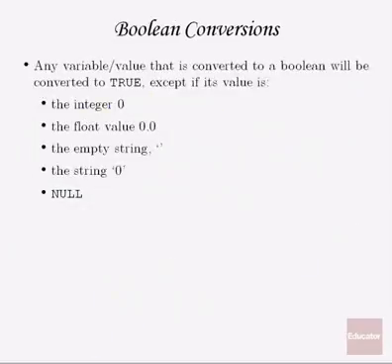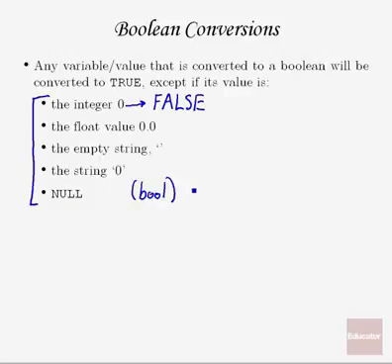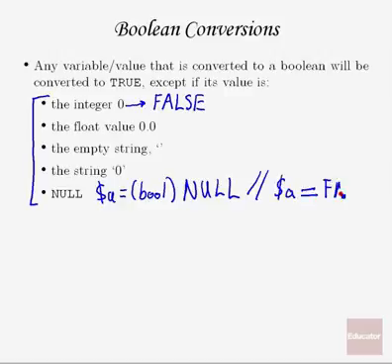So I just want to finish up with talking about some Boolean conversions. There are different rules that apply when you convert certain values to a Boolean. Basically, any value that you cast to the Boolean data type is going to be true except for these cases right here. If you cast the integer 0 to a Boolean, it's going to end up being the Boolean value false. Likewise for the float value 0, the empty string, which is just a string with no characters, a string containing just the number 0, and also null. So if we were to cast null to a Boolean, the value of A would be false. In general, the rule with Boolean conversions is that anything except for these values is going to be interpreted as true.